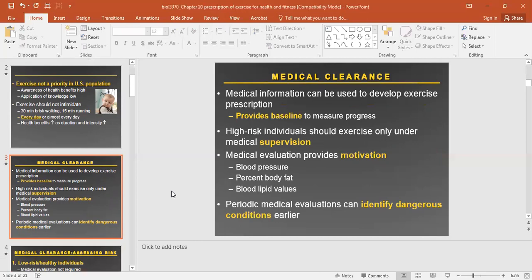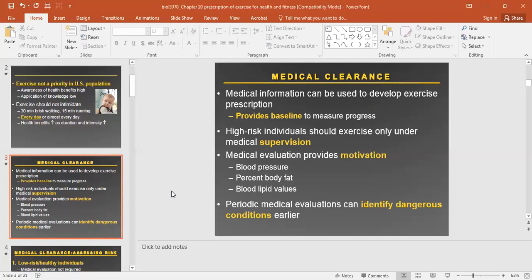So medical information can be provided by somebody, but the accuracy of that with regard to the individual's willingness to be truthful and their memory as to whether or not they are healthy or not can vary. So if you're able to measure things like blood pressure, percent body fat, blood lipid values, or obtain those values from like a physician, you can gain medical clearance. And that medical clearance is used to develop exercise prescription.